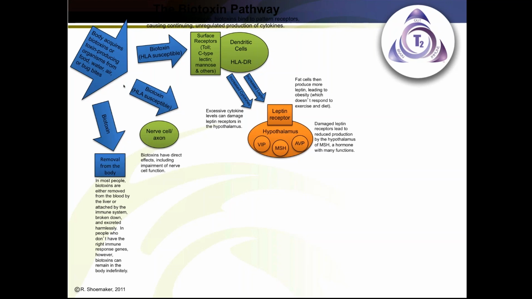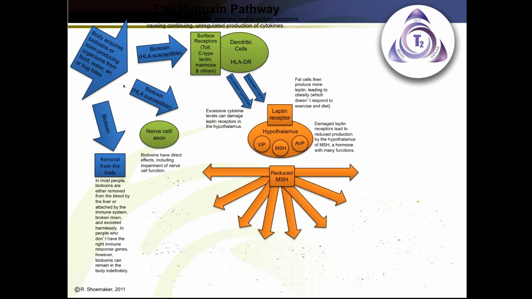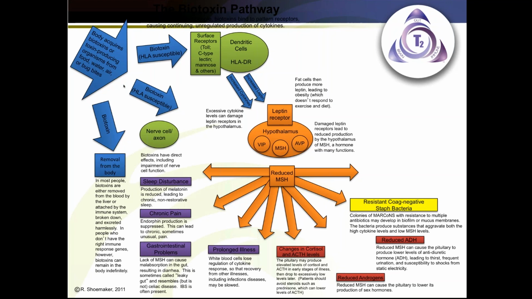And then we also see changes in AVP. AVP helps to regulate blood volume and electrolyte status in the body, so patients will often describe electric-like shocks, muscle twitches, eye twitching, for example, muscle vibrations, as well as orthostasis and neurally mediated hypotension. So the brain-related impact of this inflammation can't be understated. And when you look at the wide activity of MSH in the body, it becomes clear why a lower MSH will lead to all sorts of symptomatic abnormalities.